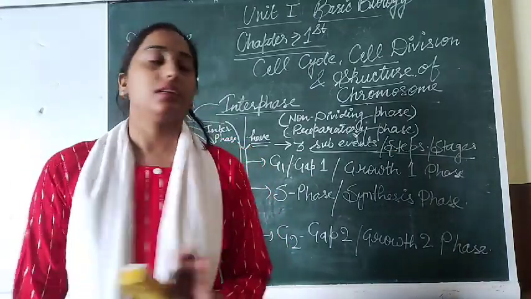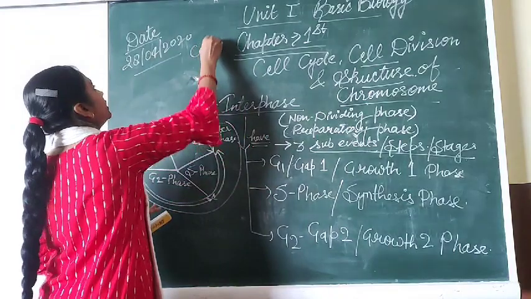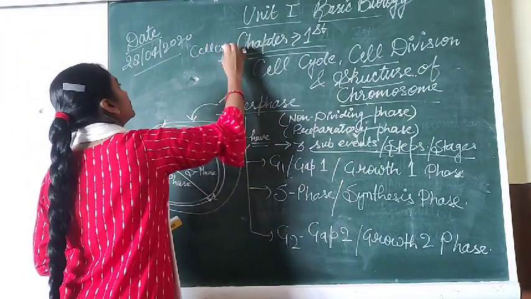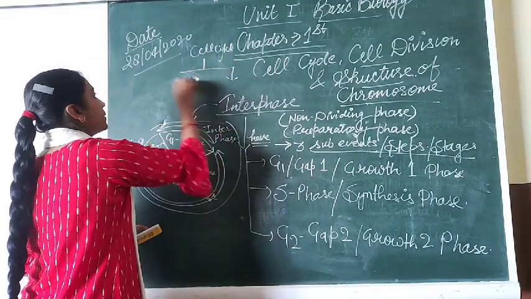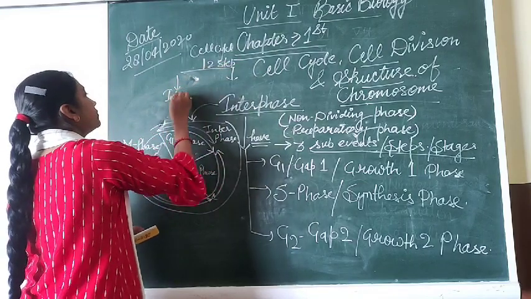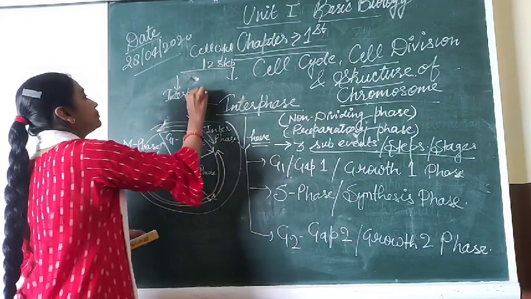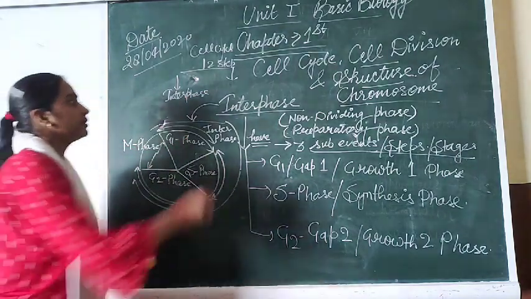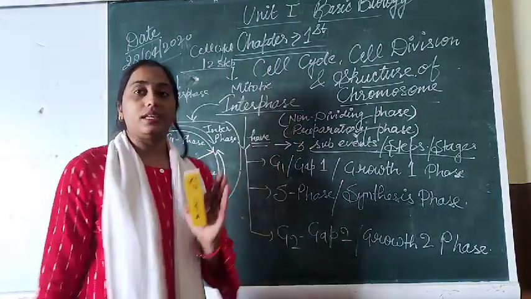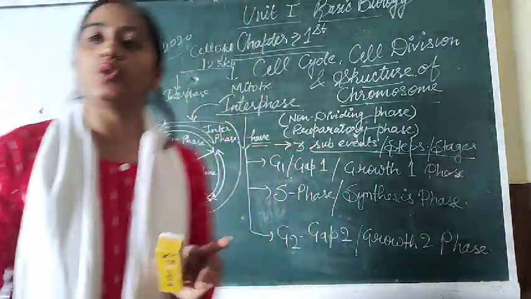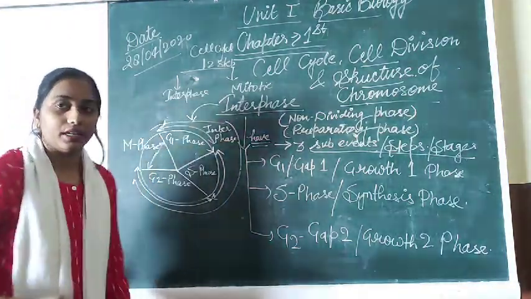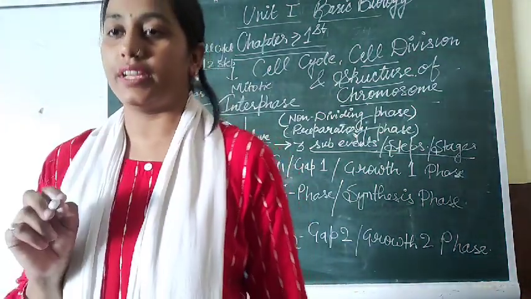I have told you that cell cycle is completed within 2 steps, that is interphase, and number 2 is mitotic phase. This mitotic phase is actually known as M phase, and this M phase is actually dividing phase.